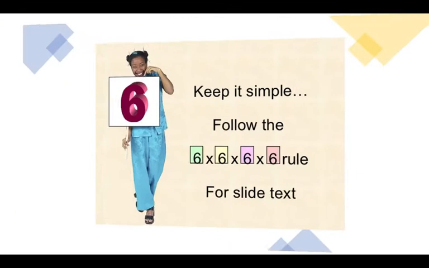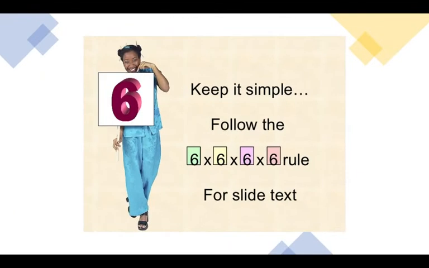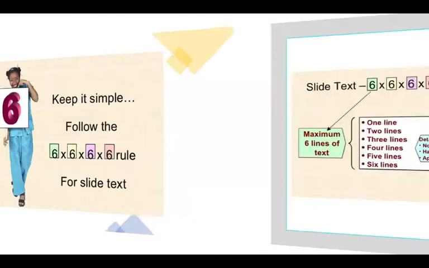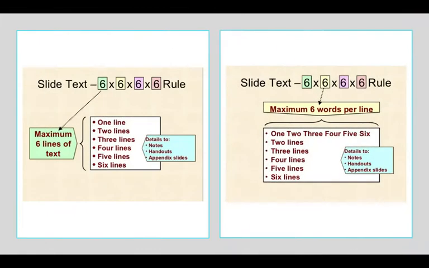Now, in terms of offering some simplicity, this isn't a golden rule that you must follow, but to keep it simple, you might follow the 6 by 6 by 6 by 6 rule for slide text. So the first 6 stands for a maximum of 6 lines of text. If we start putting too many lines of text on, it can be quite difficult for the reader. And actually, it might draw the reader's attention towards just reading your PowerPoint and not on listening to you or watching you. The second 6 stands for a maximum of 6 words per line.